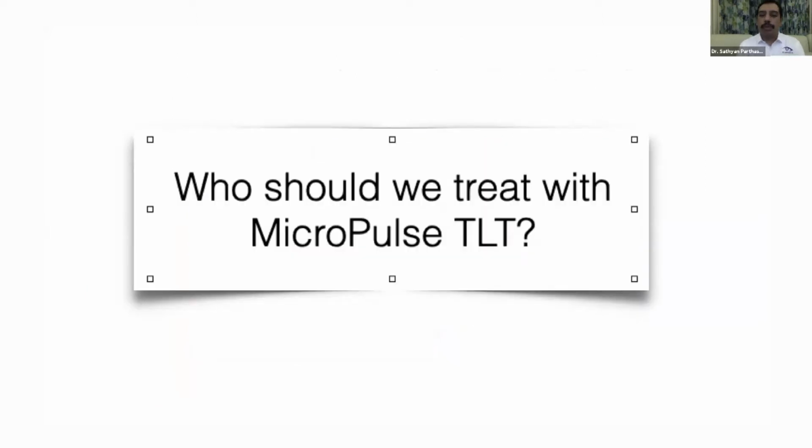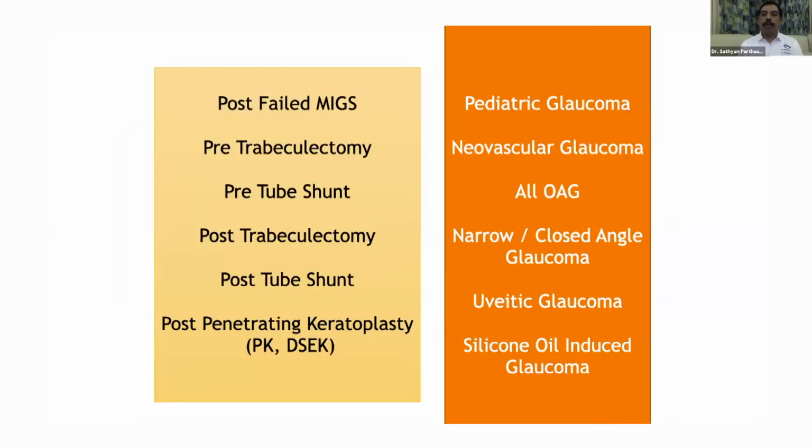So who should we treat with the MicroPulse laser therapy? I would say almost all types of glaucomas can be treated. Pre-trabeculectomy, where the pressures are very high, since after trabeculectomy you may have a lot of complications when the pressures are too high. You can do pre-trabeculectomy, pre-tube surgeries, failed mixed procedures, and post-trabeculectomy, where I have seen at least a great IOP drop, and also post-tube surgeries.